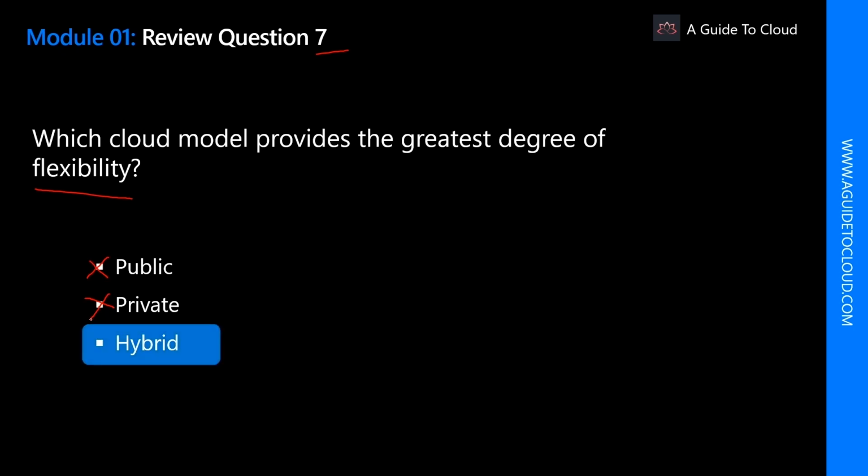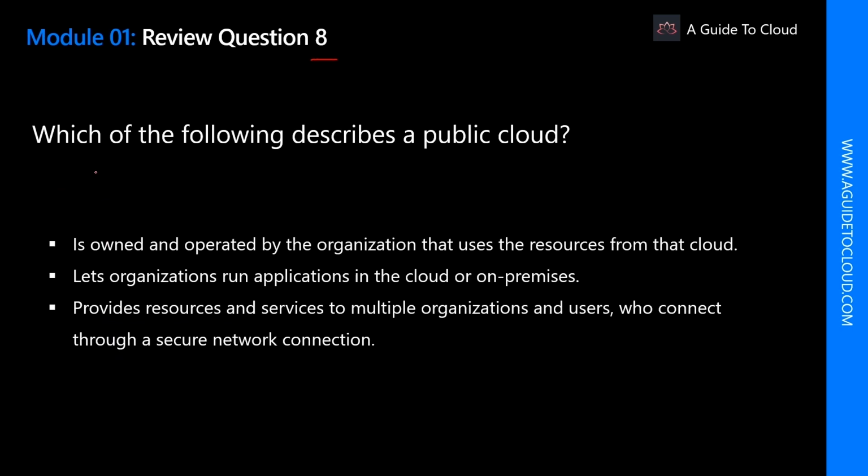The hybrid cloud model provides the greatest degree of flexibility, as you have the option to choose either public or private depending on your requirement. Which of the following describes a public cloud? So we basically have to read the statement and decide if that statement resonates something about public cloud. So let's read the first one. Is owned and operated by the organization that uses the resources from the cloud? Definitely not, because it is not owned and operated by the organization that uses the resources from the cloud. That term refers to private cloud.